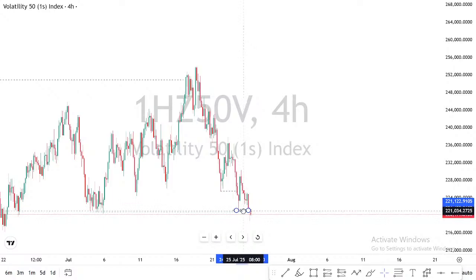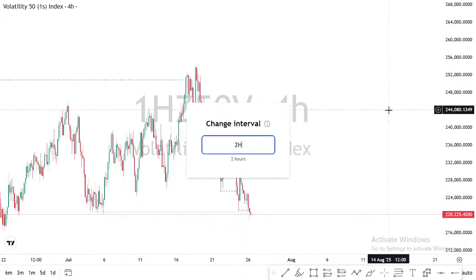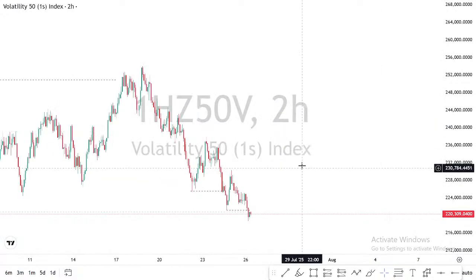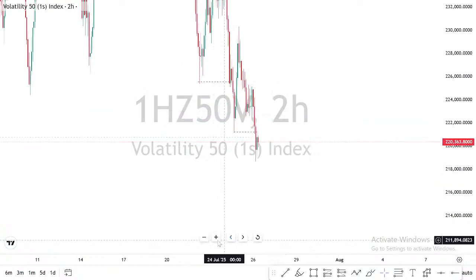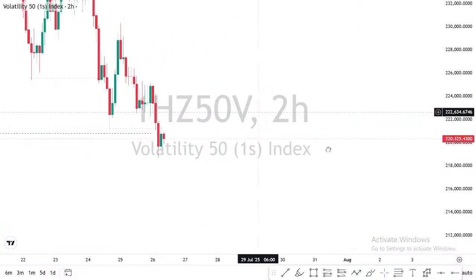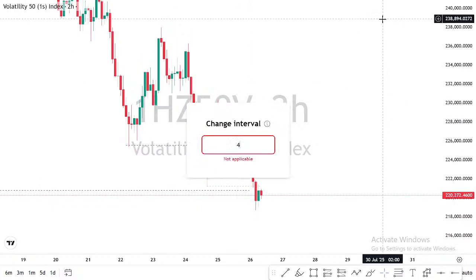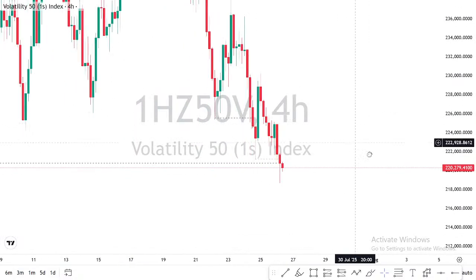So let's look at 2 hours for what market is currently doing. Alright. First, my higher time frame point of interest, which is 4 hours time frame. My higher time frame point of interest is here.